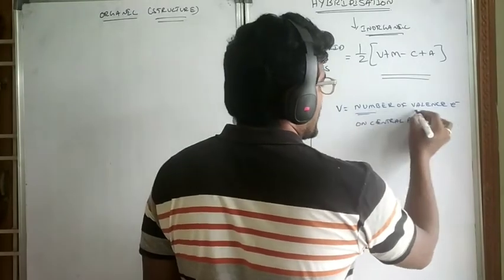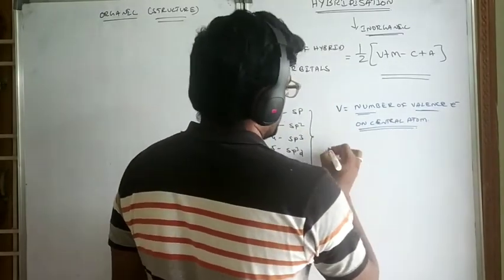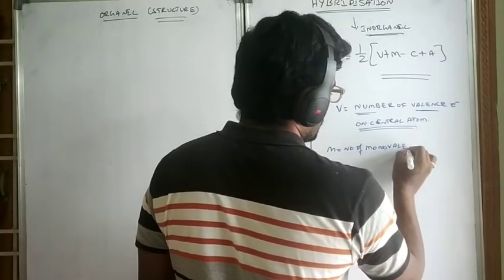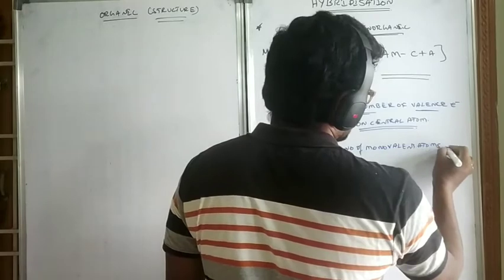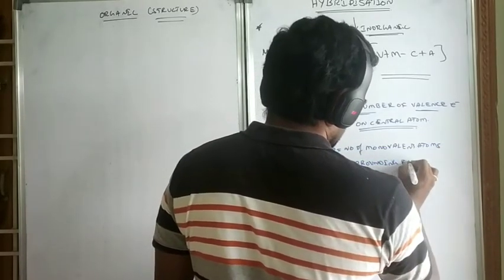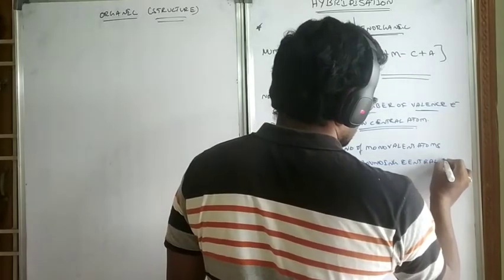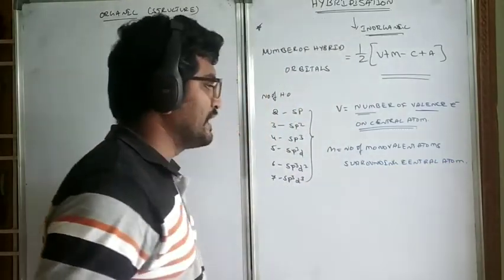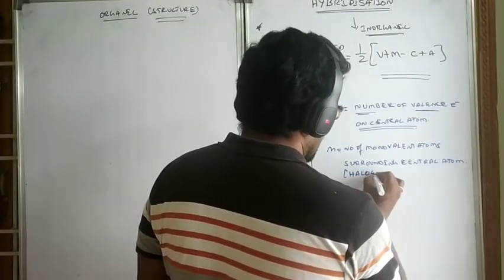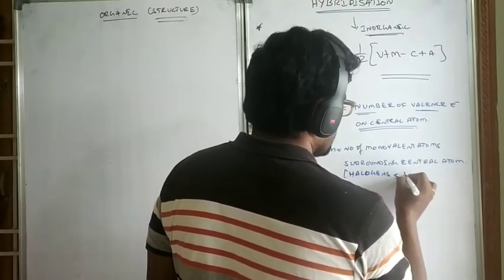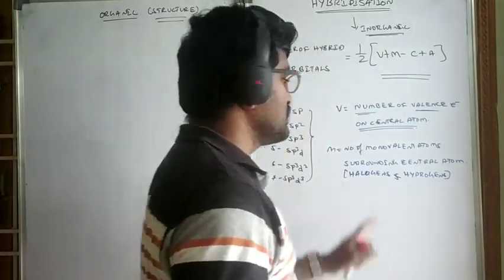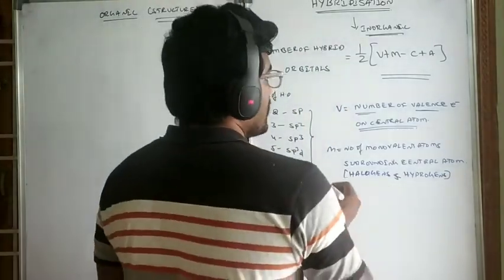V is the number of valence electrons on the central atom. M is equal to the number of monovalent atoms surrounding the central atom. Monovalent atoms means mostly they are halogens and hydrogens. Mostly these only will come, halogens and then hydrogens only.